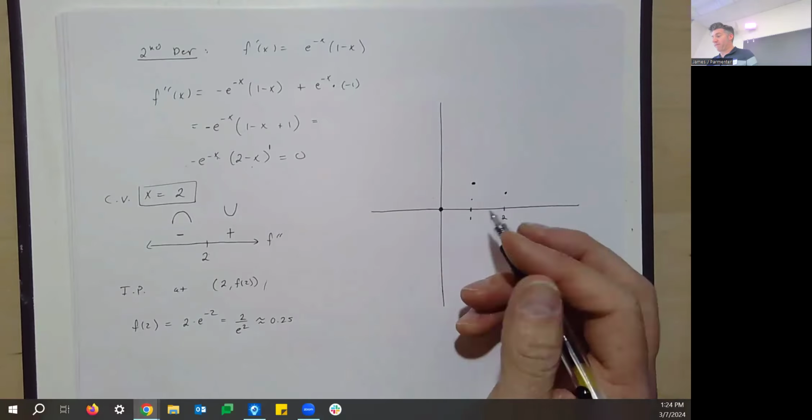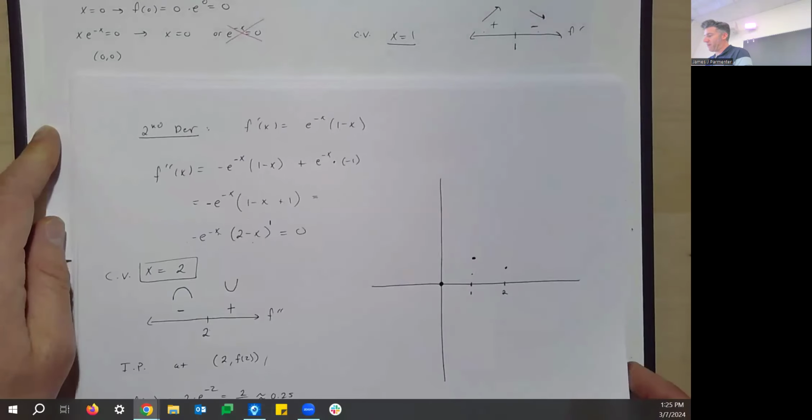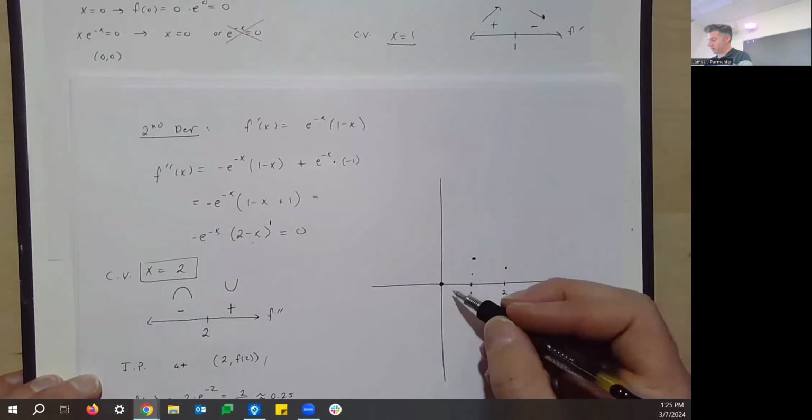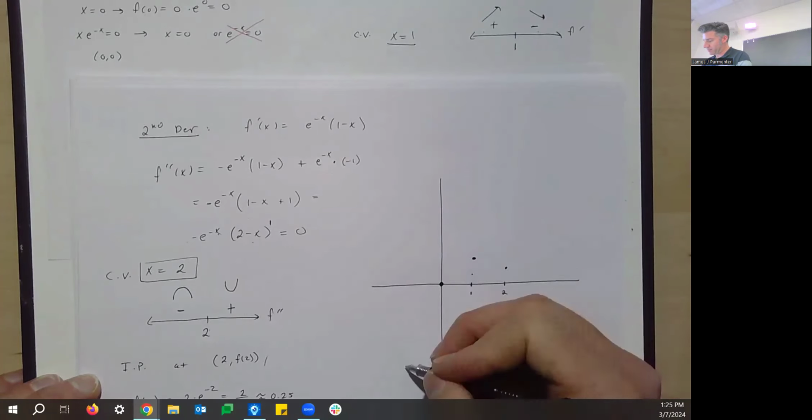So then looking at my first derivative sign chart to help me get the shape of the graph, I can see that my function is going to be increasing until I get to 1 and then decreasing afterwards.